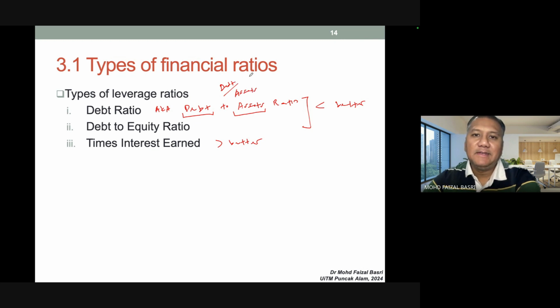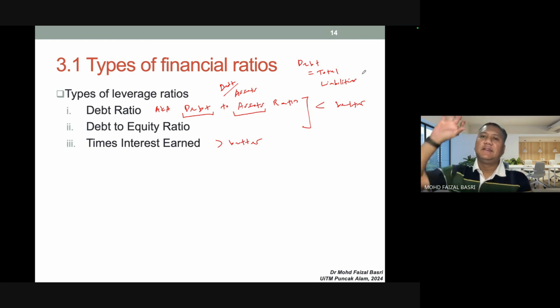So what is debt? Debt ni adalah total liabilities. Debt equals total liabilities. Kan tadi kita ada current liabilities and then we have long term kan. So total debt is actually total liabilities that the company have. Sama jugalah untuk yang the second one, when the ratio is known as debt to equity, technically the formula is debt divided by equity.